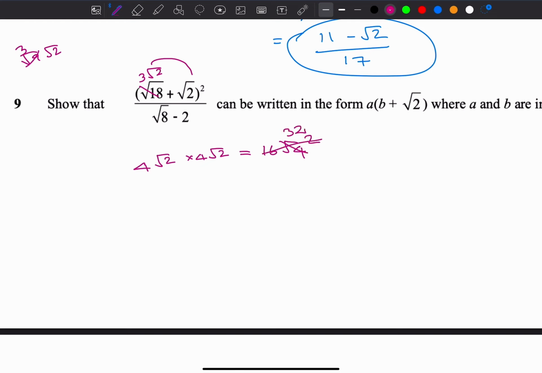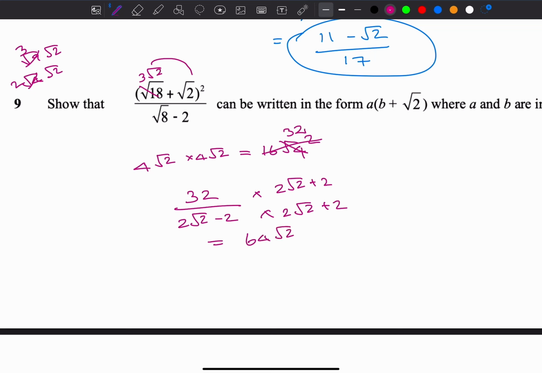So basically what also on the top is 32 over, what do we have? Root 8. Root 8 is root 4 root 2, that's 2 root 2 minus 2. Times it by, how to rationalize it, times it by 2 root 2 add 2, 2 root 2 add 2, that makes it 64 root 2 plus 64 over 4 root 4 plus 4 root 2 minus 4 root 2 minus 4. That and that cancels. Root 4 is 2. That makes it 8.